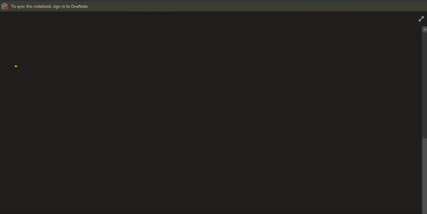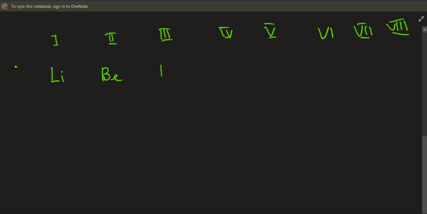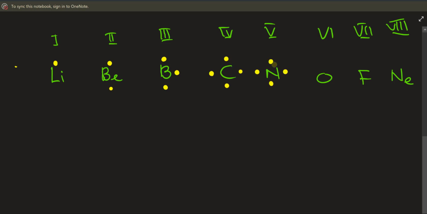So you want to know the second period quite well. So that goes from 1 to 8, that would be lithium, beryllium, boron, carbon, nitrogen, oxygen, fluorine, neon, right? And also be aware of the valence electrons. So 1, 2, 3, 4, 5, 6, 7, 8, right?